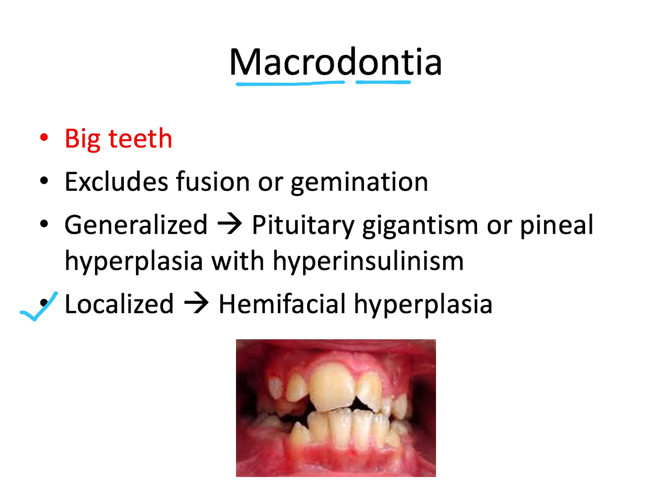More common, which is also rare, but more common relative to the generalized form, is a localized instance where you have just one tooth like you see down here that's larger than all the others. And we can see this in hemifacial hyperplasia.